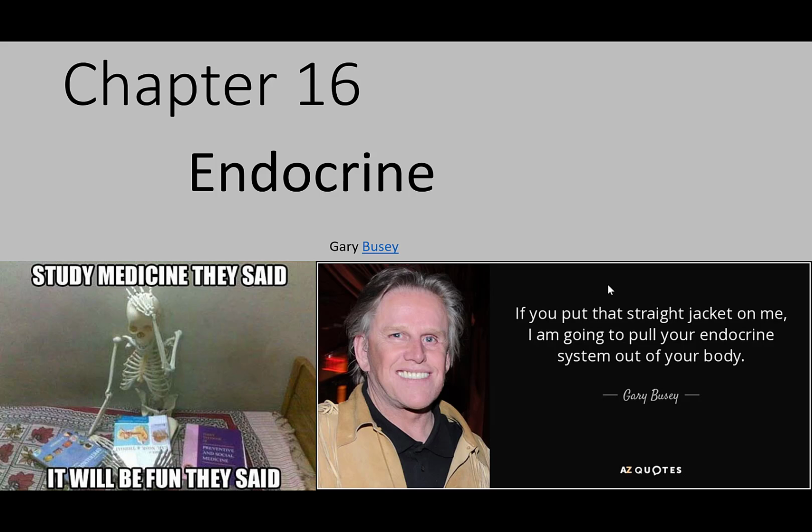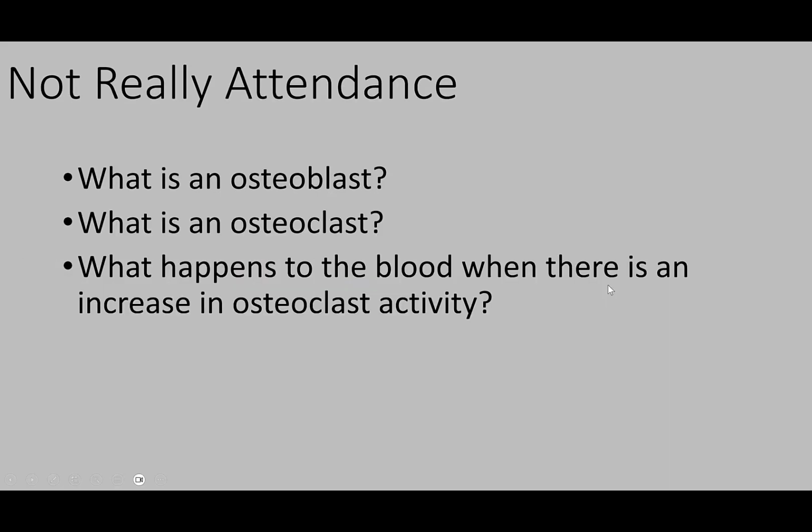So, as always, let's go ahead and start with our not really attendance questions. These are going to be a little bit tricky if you're not fresh on your Bio 137. So let's see if we know the answers. First, what is an osteoblast? Next, what is an osteoclast? And third, what happens to the blood when there is an increase in osteoclast activity? Go ahead and pause the video, try to answer those questions, see how well you can remember some of this older material.